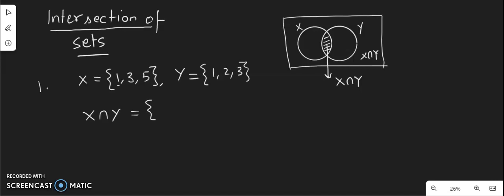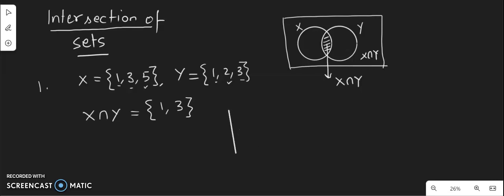So I see 1. The 1 exists in X. Is it in Y? Yes, it is in Y. 3, does it exist in X? Yes. Does it exist in Y? Yes, it does. But 5, if you see, exists only in X, but it doesn't exist in Y. And in the same way 2 exists only in Y, but not in X. So how do you write the common elements? It is going to be 1 and 3. So these are the two elements that belong to this particular intersection.